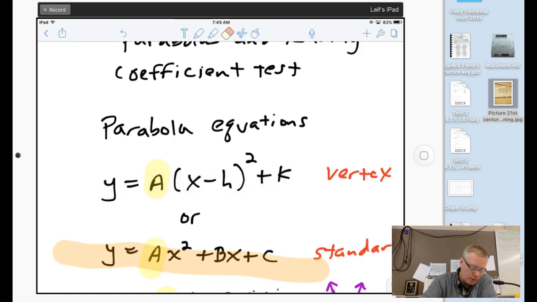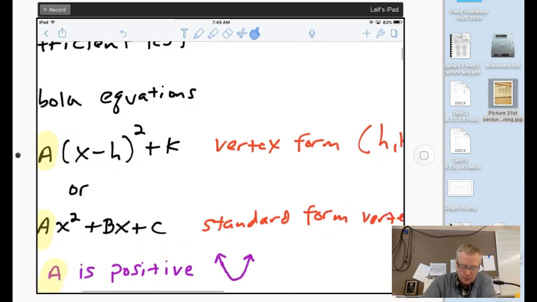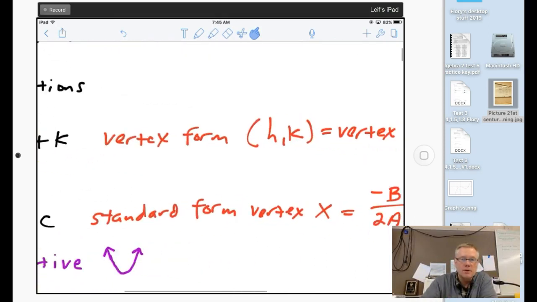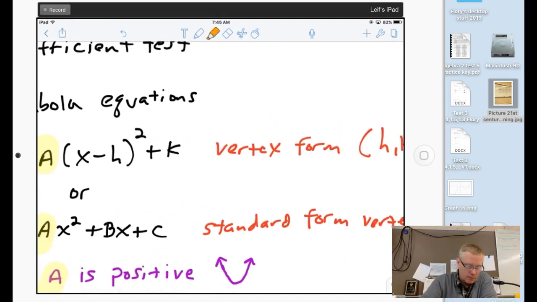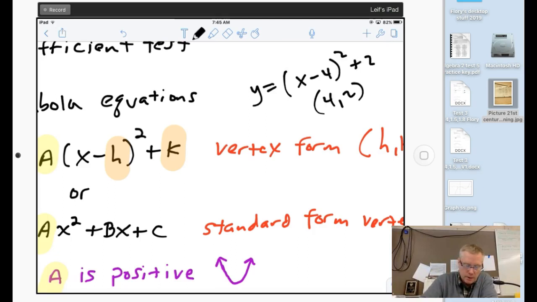All right, so if you're looking to find the vertex for those two forms, in vertex form it's given to you. You just pull the h and the k right out of the equation. The h is the opposite sign of what you see in there, so if you see x minus 4 in there, the 4 will be positive. The k is the same sign as it looks like. So if I had y equals (x minus 4) squared plus 2, the vertex would be (4, 2), okay?